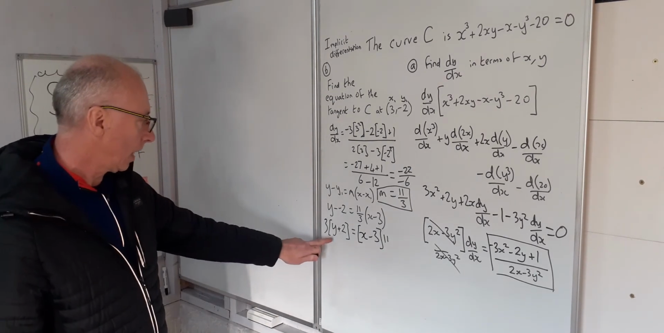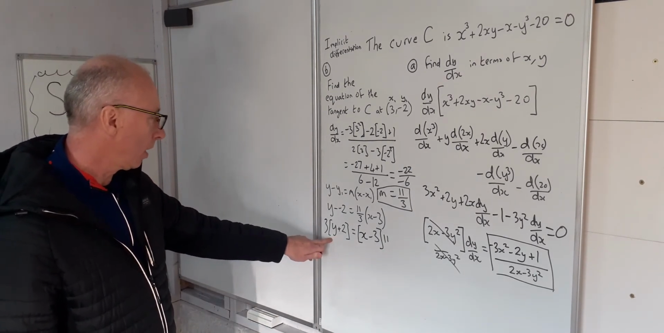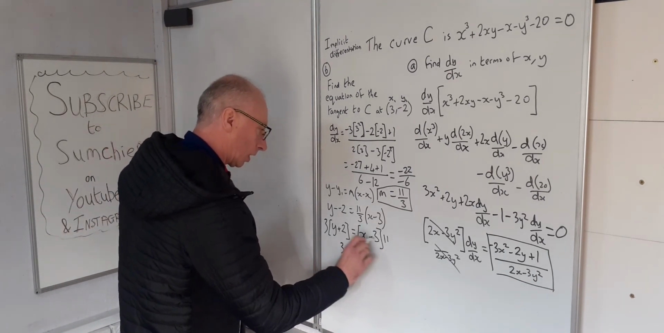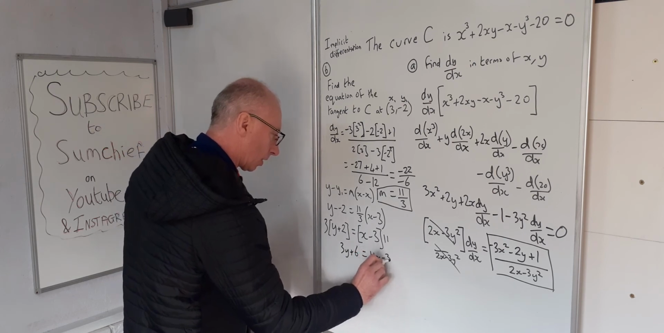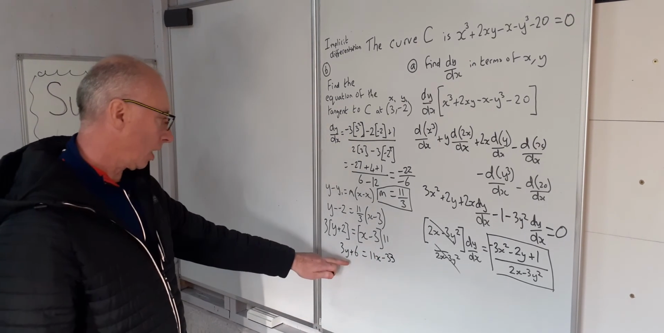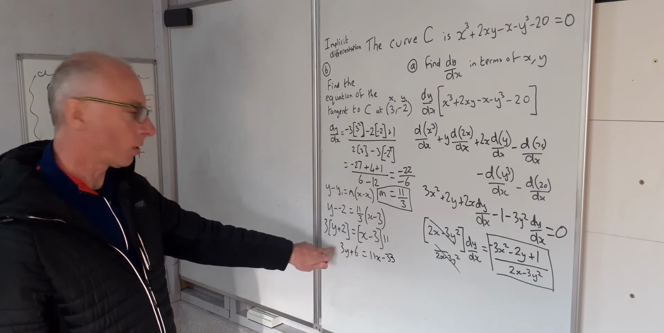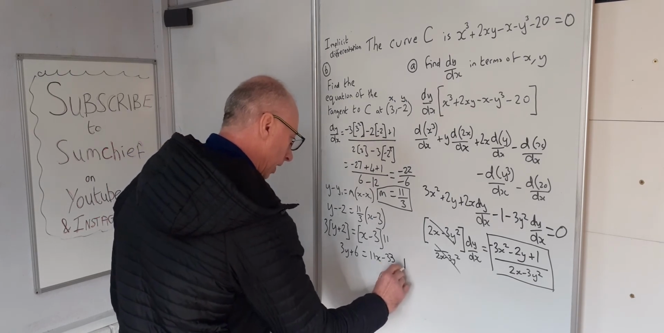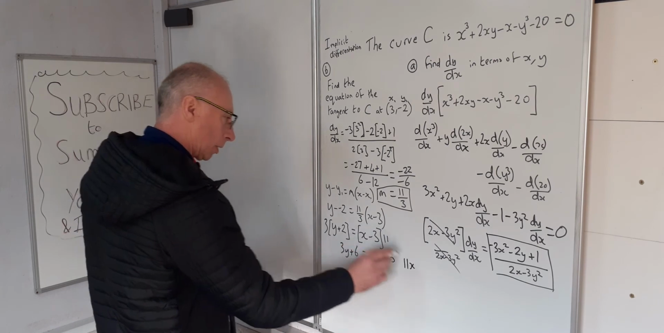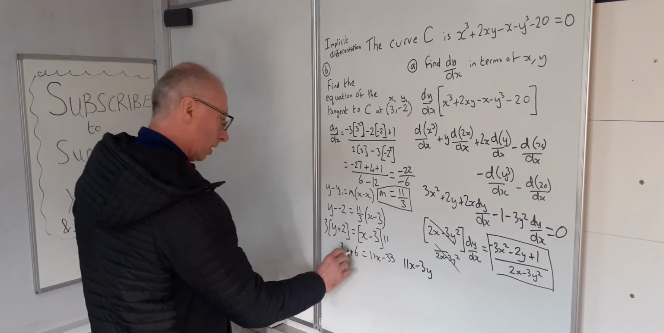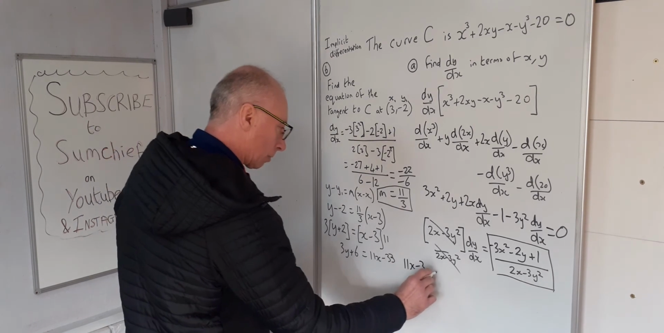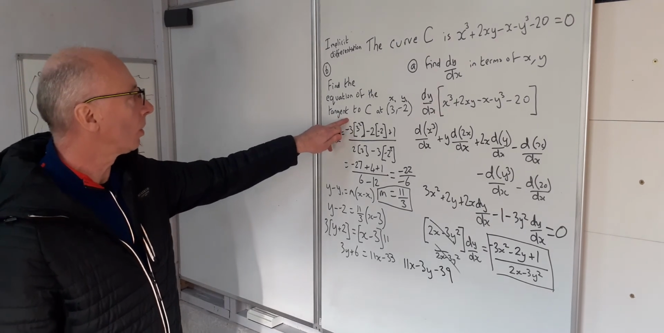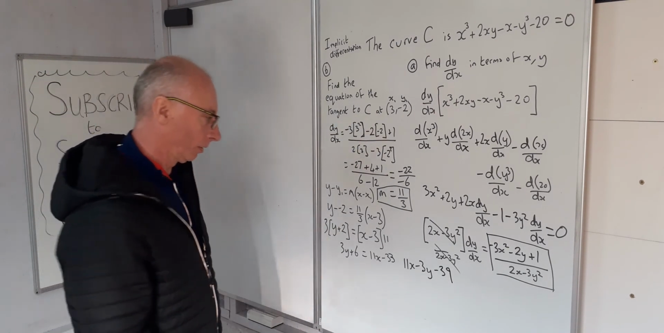Now let's move that around a little bit. So 3y plus 6 equals 11x minus 33. Now let's get all these on the same side. So we've got 11x, 3y becomes minus 3y, and then minus 33 minus 6 becomes minus 39. So 11x minus 3y minus 39 equals 0 is the equation of the tangent to C at this point, and that's our answer.